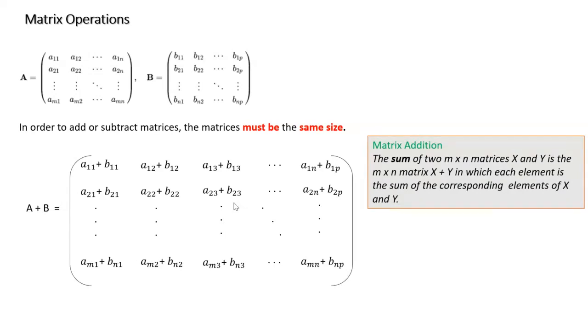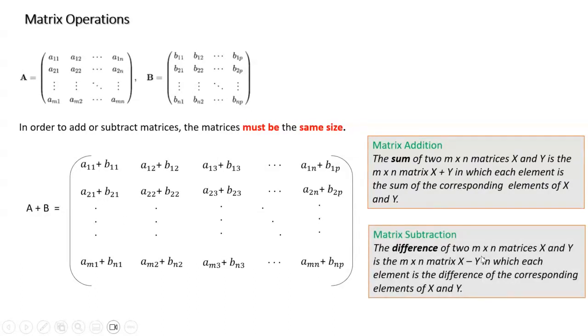Matrix addition. The sum of two M by N matrices, matrix X and Y, is an M by N matrix X plus Y, in which each element is the sum of the corresponding elements of X and Y. This is the example that the definition means, what I just showed you, where it says A plus B. And also for subtraction, it's going to be the same thing. Okay.